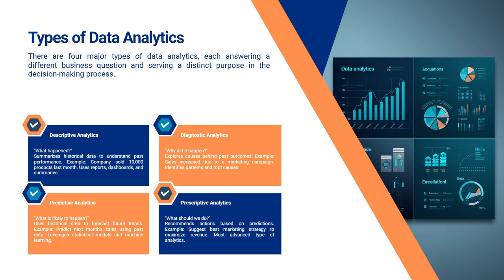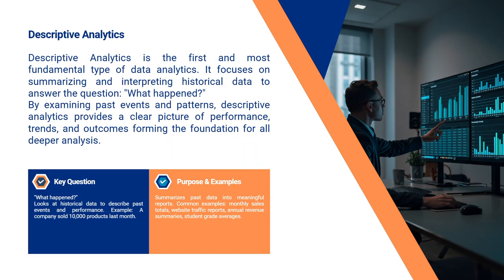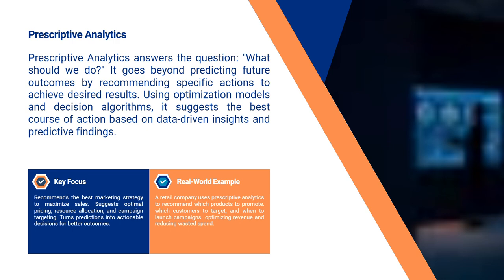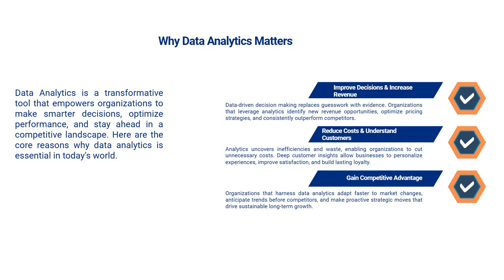And then we have prescriptive analytics, which helps us know what we should do now. This recommends actions that need to be taken based on the prediction outcomes that we have performed. An example is suggesting marketing strategies to maximize revenue, and it is the most advanced type of analytics. So I think that is enough of a walk-through of these different types and how they can help us in decision making. So why does data analytics matter?